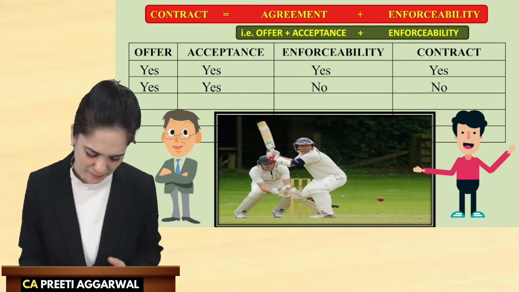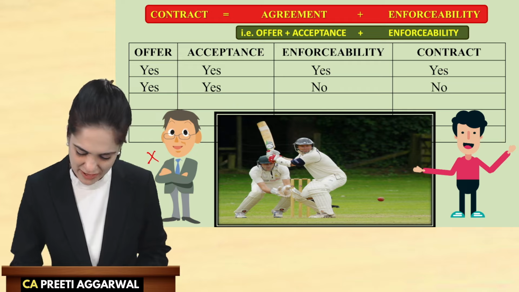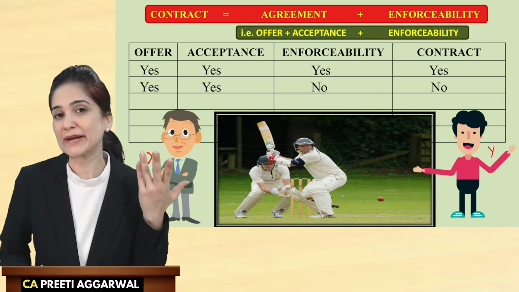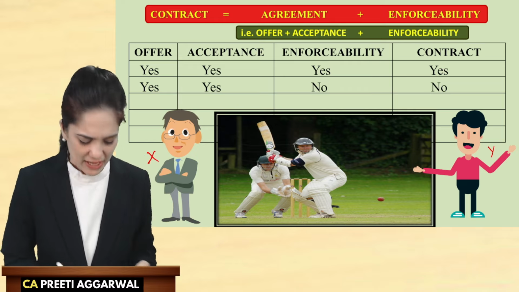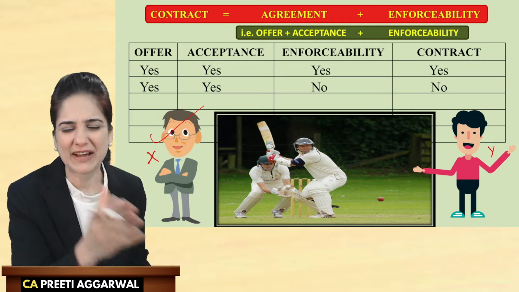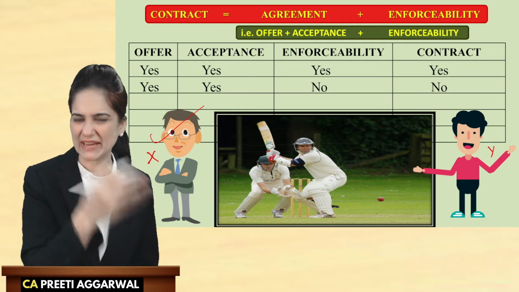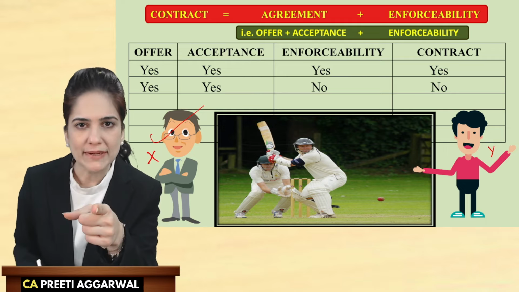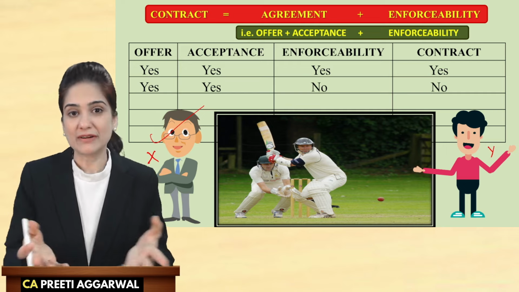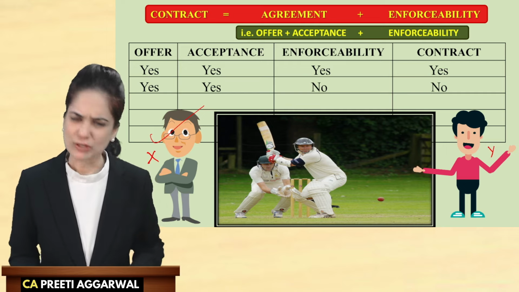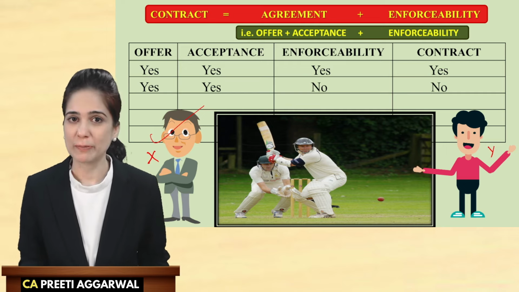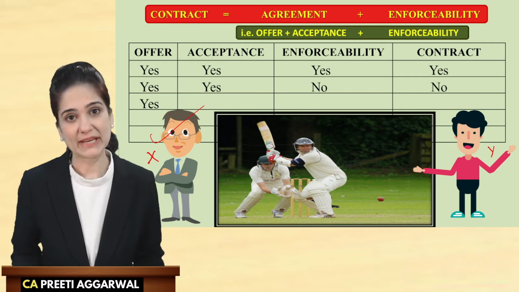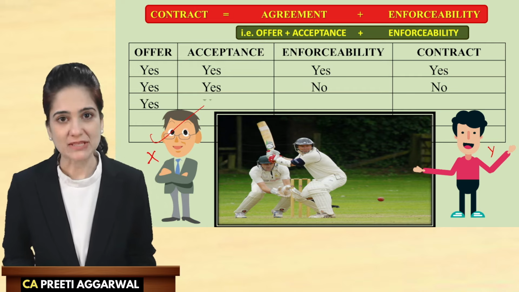Okay, one more example. X and Y, they were watching a cricket match, India Pakistan. X says, India will win. Y says, no, no, very poor performance. India will lose. You want to bet? They have entered into a bet. Was there an offer for the bet? Yes. Was it accepted? Yes.